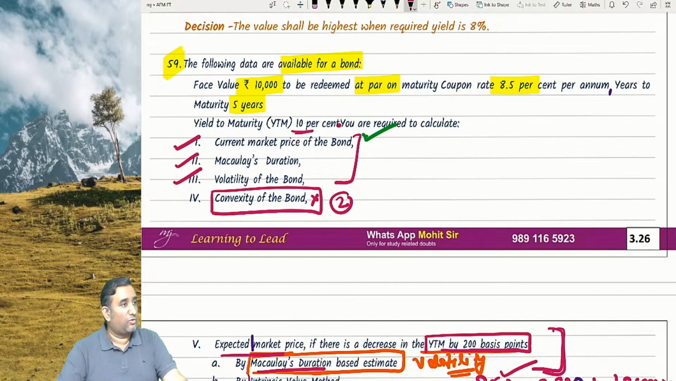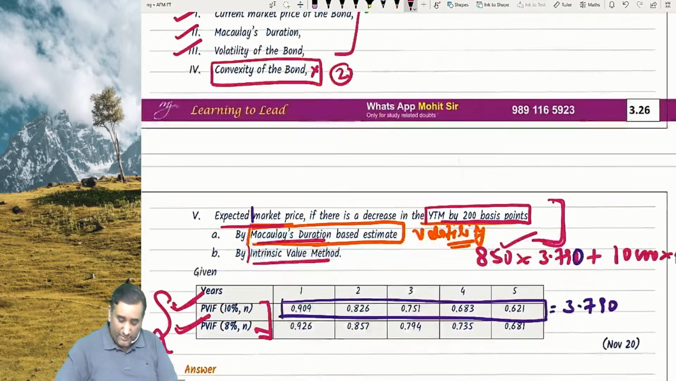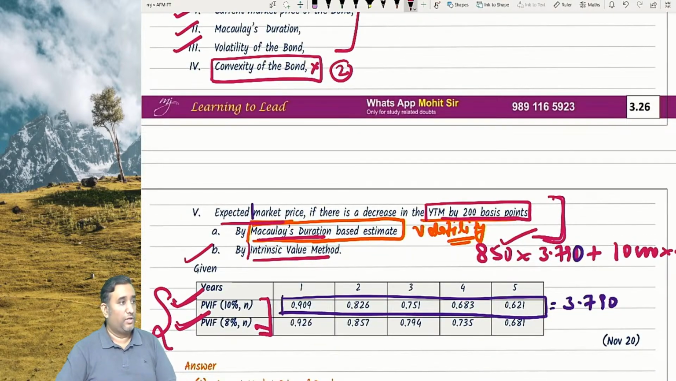What will convexity do? He will check the answer which you get on the line chart and the answer which you get on the curve. The difference of that is convexity. Now the interesting part is, when you calculate by intrinsic value, you get the answer where?